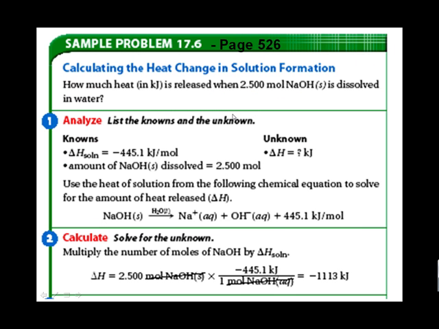So here's an example straight out of your book. It says how much heat is released when 2.500 moles of NaOH is dissolved in water. So we take that heat of solution, and the heat of solution is this right here. And we are just going to multiply the heat of solution times the number of moles of NaOH you have, and you have this much energy that is being released.